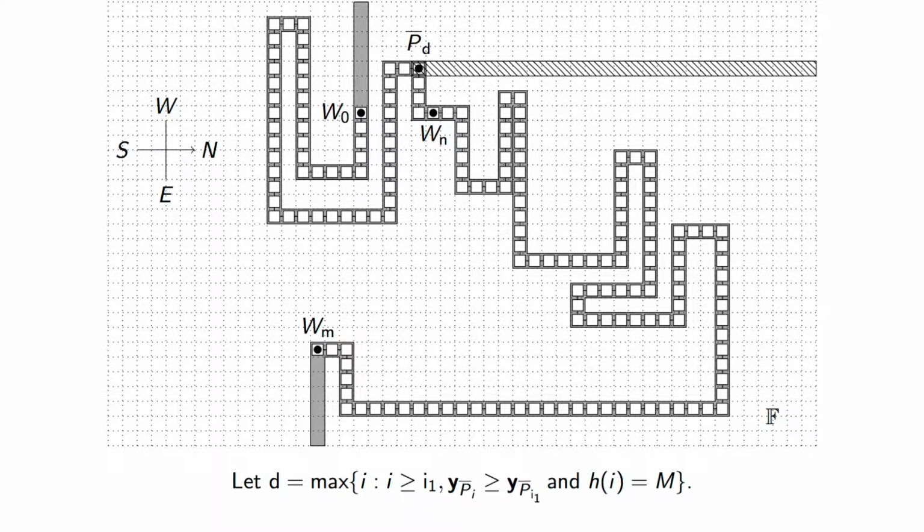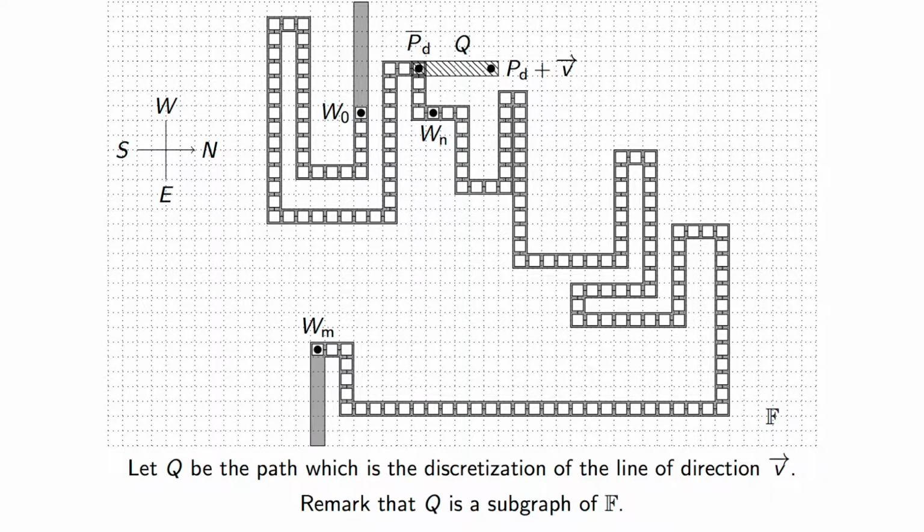Now consider the discrete ray F period V starting in tile PD. Remark that this ray is a subgraph of the free zone. Moreover, the free zone can be split by this ray into F minus and F plus. Now, we consider the following path Q which starts in PD and ends in the translation of PD by vector V. The path Q is also a subgraph of the previous ray. Now, remark that the tile PD is almost a dominant tile. We only need to check that the translation of Q by minus V belongs to F minus.